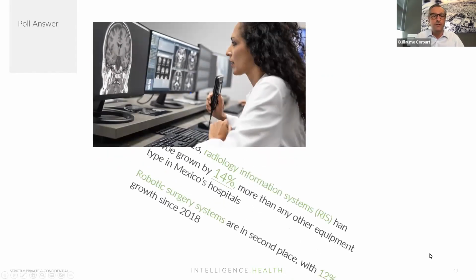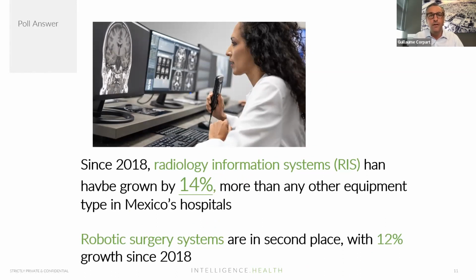According to our data sets, there are actually two medical equipment types that grew the most since 2018. The first is radiology information systems, and the second, robotic surgery systems, tied at between 12 and 14% each. The ventilator space was actually just below that at around 9 or 10%. One of the reasons is that you might remember there was a ventilator shortage a couple of years ago. While all the hospitals were scrambling to acquire them, there simply wasn't enough inventory to satisfy the demand.